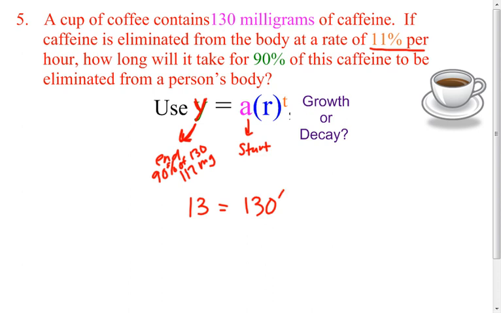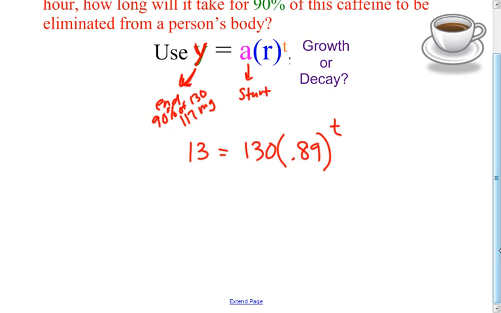And then your ratio, of course, you're losing 11% of the caffeine each hour. However, it's not what you lose, it's what you retain. So if you're losing 11%, you retain 89% of the caffeine each hour. And then, of course, you don't know the time. All right, the trickiest part is getting the equation set up right, and then I think you'll be okay. I want to divide by 130. And so 13 divided by 130, of course, is 1/10.